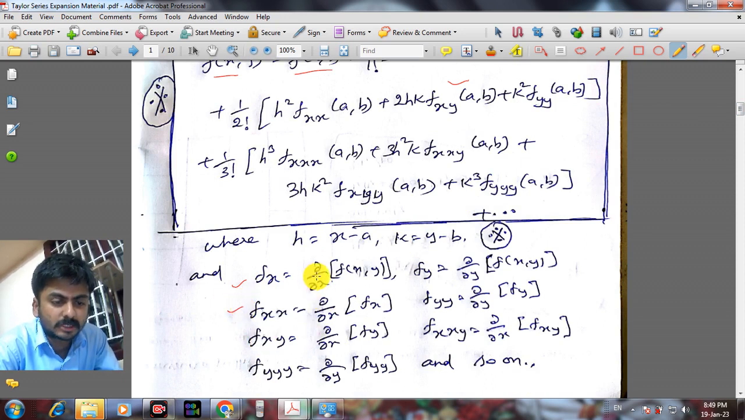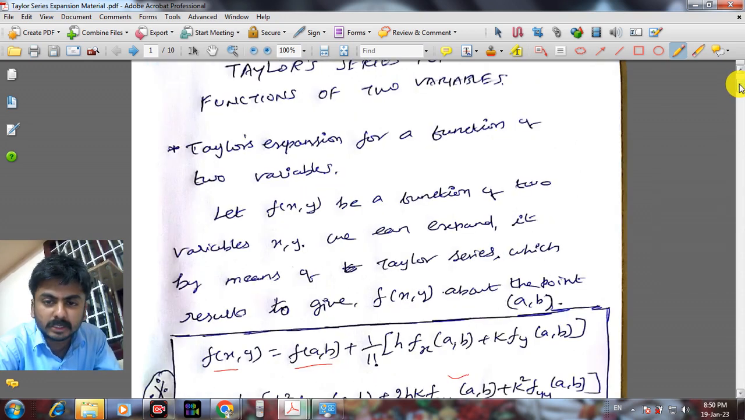So fx is nothing but the partial derivative of the given function f of x comma y with respect to x. Fy means the partial derivative of f of x comma y with respect to y. If I want to find fxy, it is the partial derivative of the previous term fy with respect to x. So that is dou by dou x of fy. So we are having this expansion.